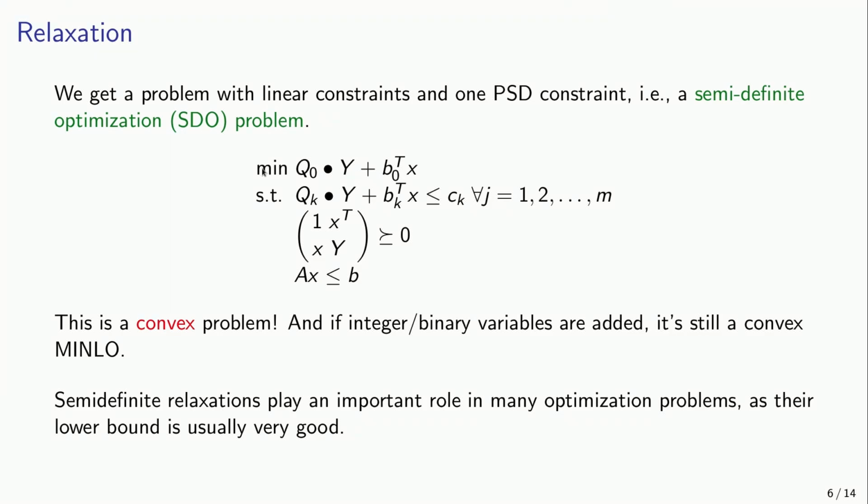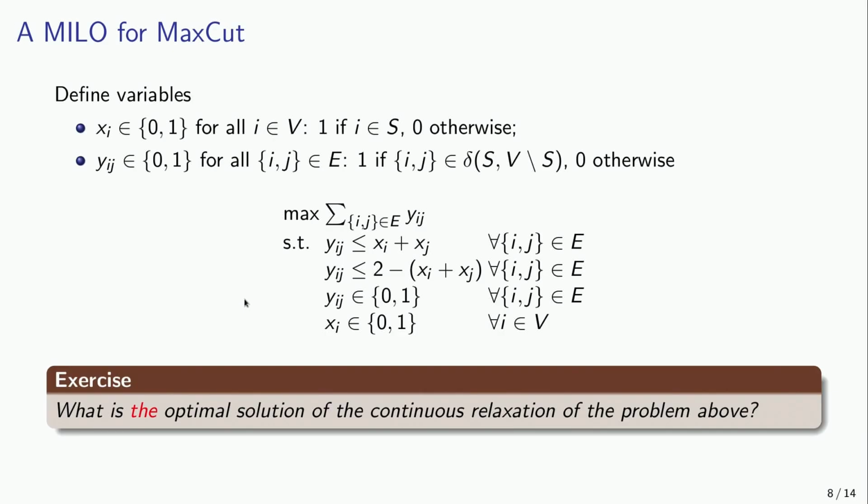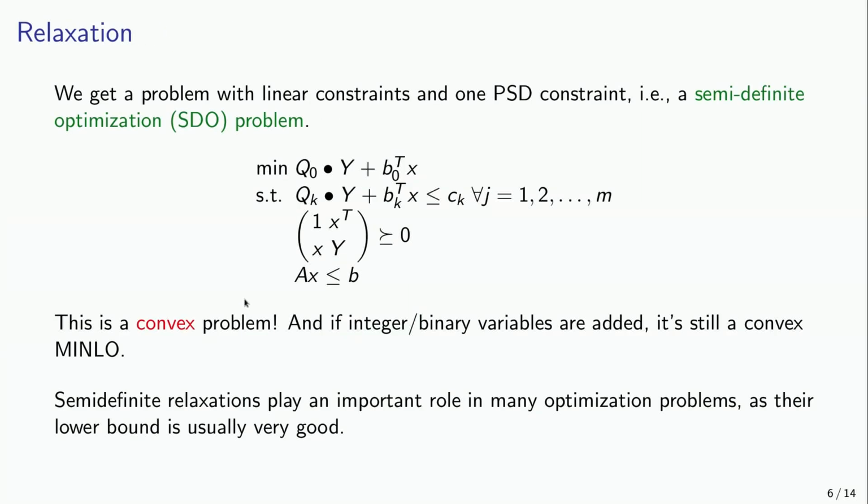You have a linear objective function, linear constraints, and now you have a positive semi-definite constraint over x and y. And you obviously keep the linear constraints Ax less than or equal to y. This is obviously, as I said, a convex problem. I didn't even add any integer or binary variables simply because we are already facing some problem with the non-convexity of the objective function and the constraints.